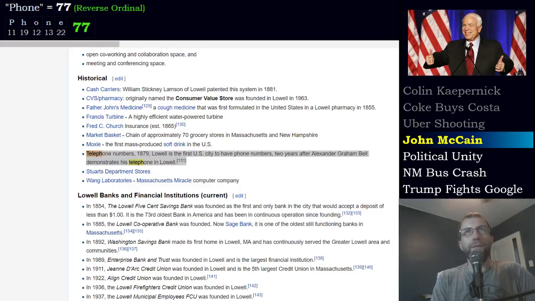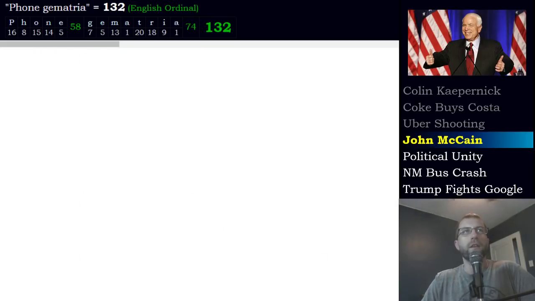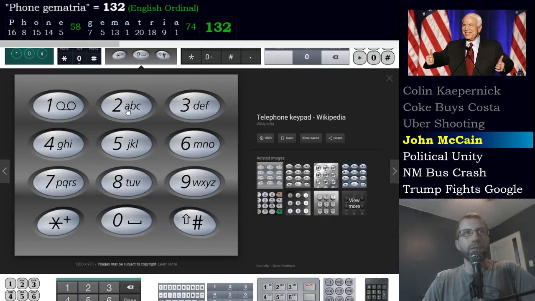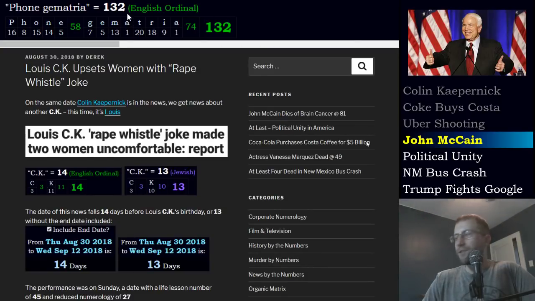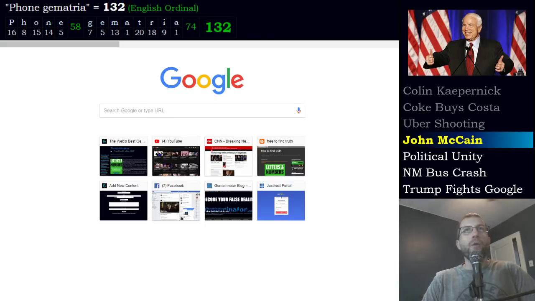So here we're talking about phone gematria, right? The idea that the letters on the keypad could actually be a form of gematria, right? A equals 2, B equals 2, C equals 2, and so on and so forth. So using the standard alphabetic order, phone gematria sums to 132. Well, exactly 132 days before September 11th, Lowell, Massachusetts was given its own area code.